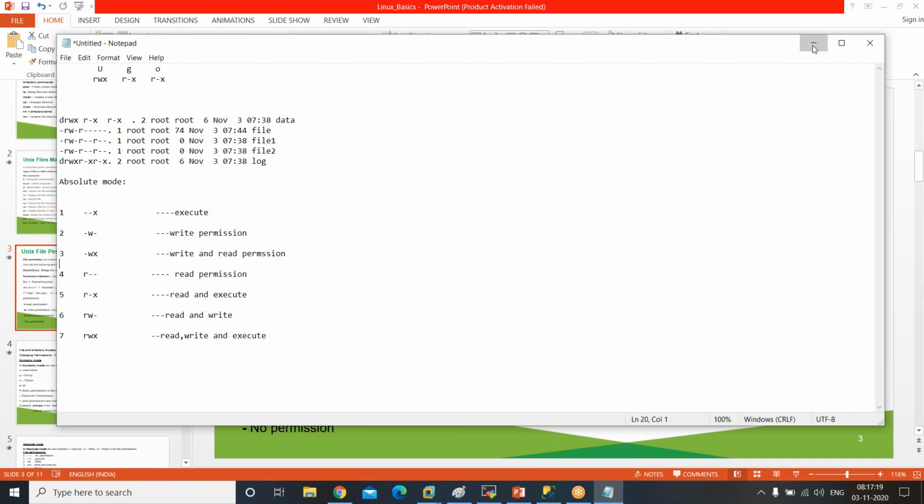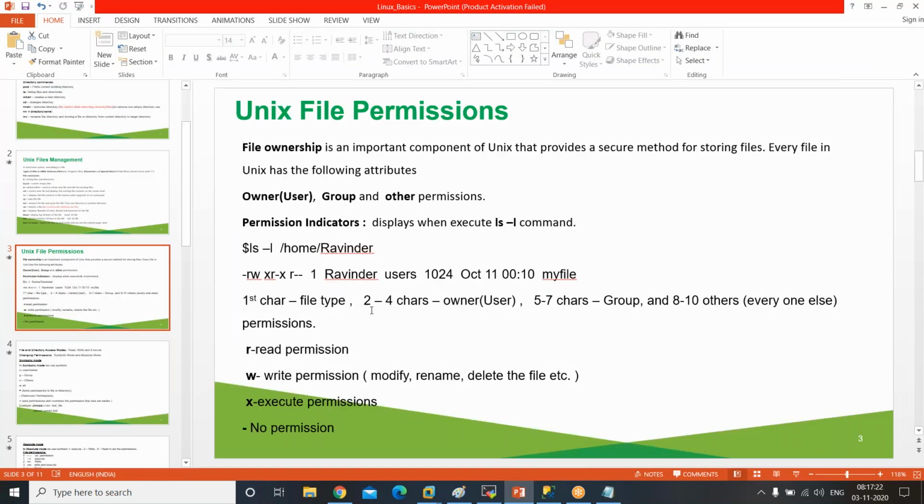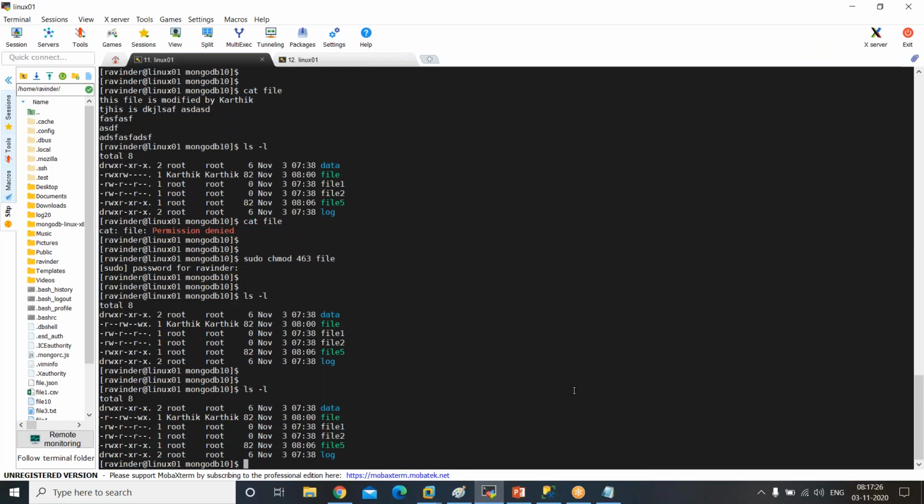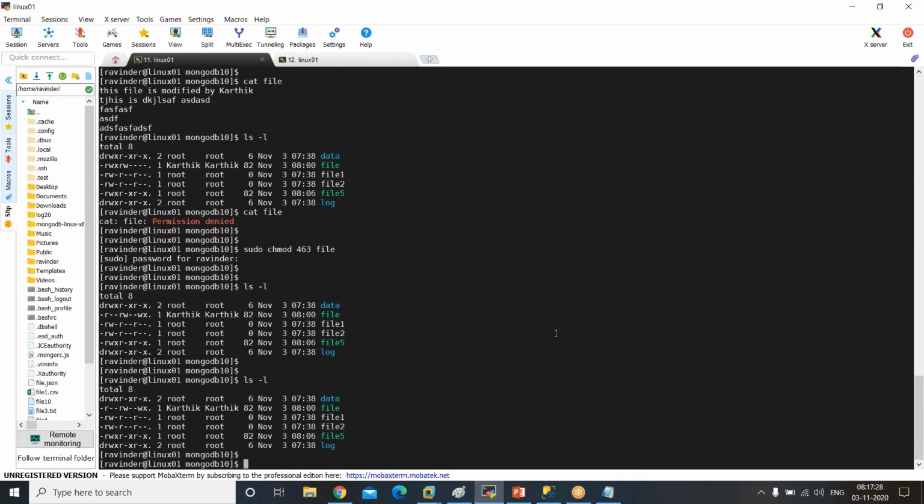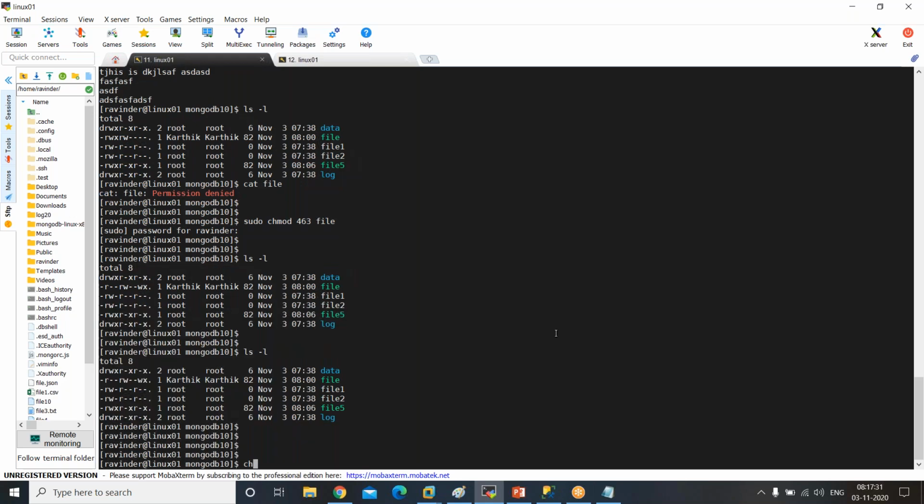So if you want to modify the file level permission, this is the thing, guys. Let's go to symbolic mode. Giving the permissions using the symbolic mode. Chmod. Okay, sudo I have to use.